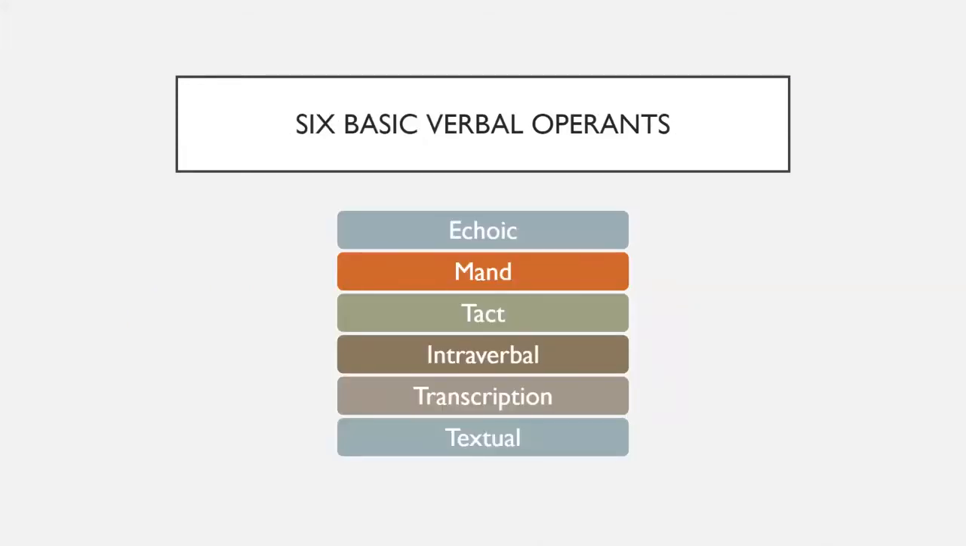There are 6 different verbal operants that fall under verbal behavior: echoic, mands, tacts, intraverbals, transcription, and textual. Before we go into each of the verbal operants, I'm going to first talk about point-to-point correspondence and formal similarity that some of these verbal operants share.